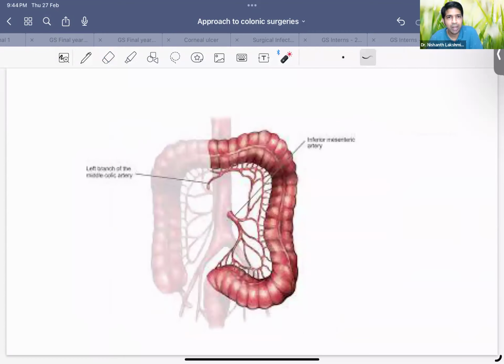So this is the left hemicolectomy. Like I said, you will take out the inferior mesenteric artery and this part of the colon is taken off. Pretty straightforward.